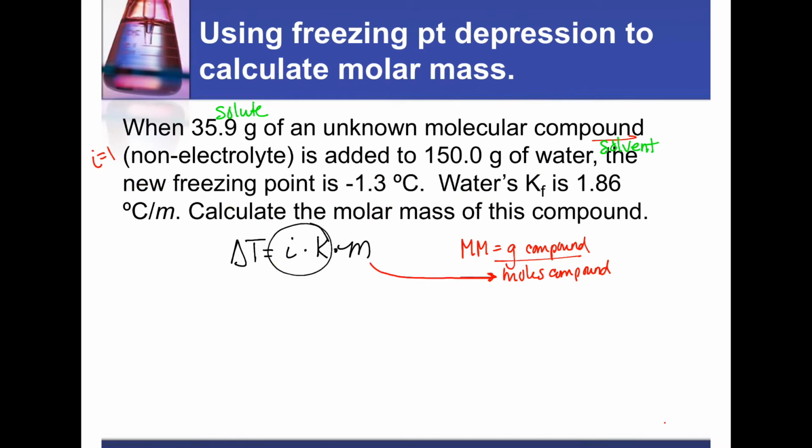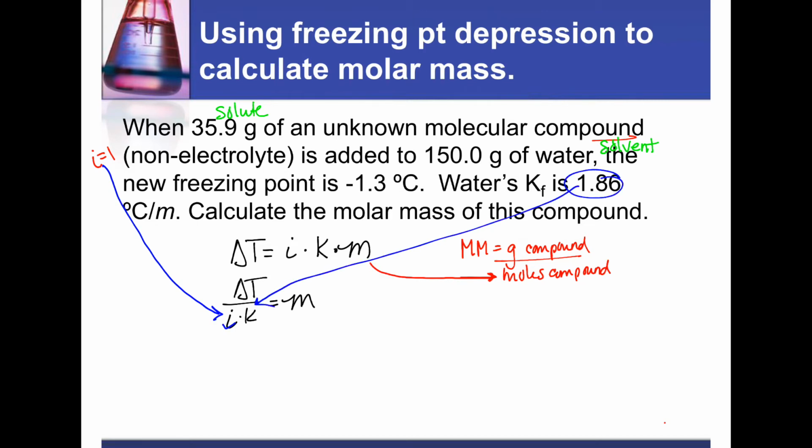The first thing I'm going to do is rearrange this. I'm trying to find molality, so I'm going to rearrange the equation so that it's really nice. And then I'm going to try and figure out where I can put in these numbers. Okay, so we already have the i, so we got that one. We have the Kf, so we have that one. What we need to do is find the change in temperature. And it tells us that the new freezing point is 1.3 degrees.